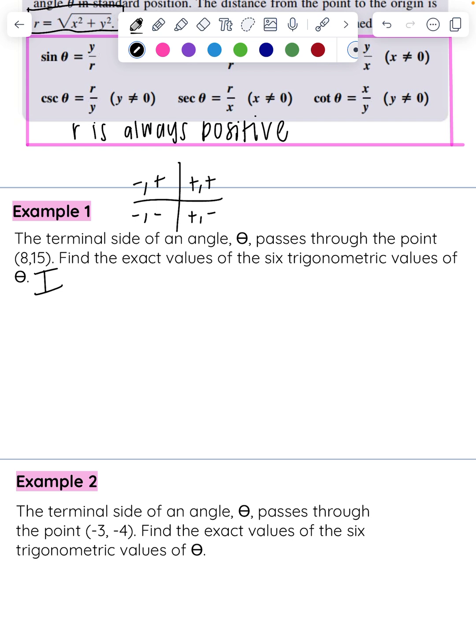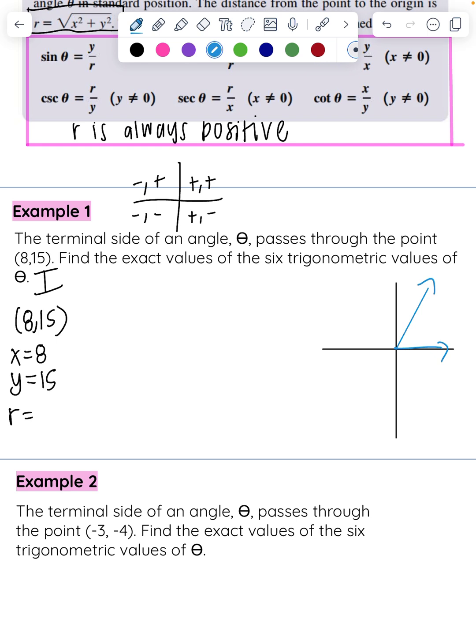Now here, we're going to use our x, y, r definition. So for this coordinate point, (8, 15), I know x is 8, y is 15, and r I would have to solve for by using the Pythagorean theorem. And again, I'm going to draw this out for you so you see what's happening. So I have an angle whose terminal ray is in quadrant 1 and passes through the point (8, 15), and I'm finding all 6 trig functions for that angle theta.